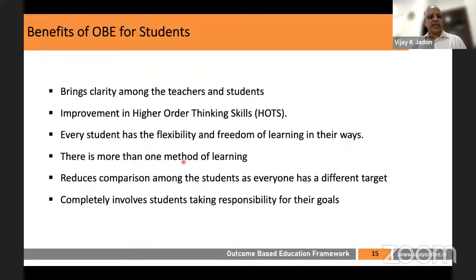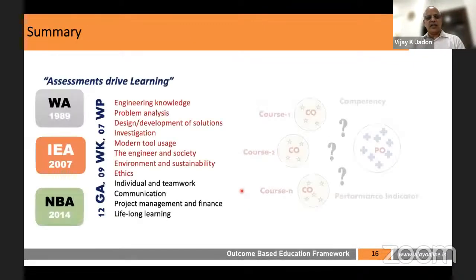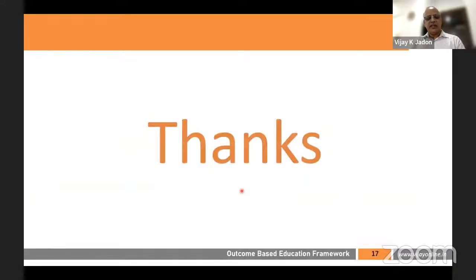It brings clarity among teachers and students, and improvement in higher order thinking skills. Every student has flexibility and freedom for learning in their own way. There is more than one method of learning, reduced comparison, and so on and so forth. It can be endless. But the only thing I would say is that implementation of OBE is complete only if we are evaluating the attainment, and then improving it year to year.